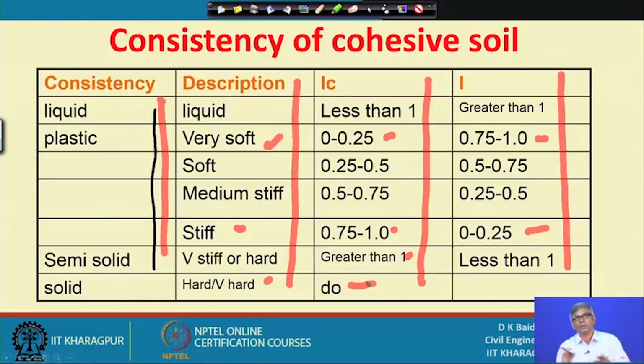That means, if I know the liquid limit, plastic limit and natural water content, of course the shrinkage limit does not come into the picture in this classification, then we can find out IC and IL. Based on that, I can classify the state of the soil, whether it is liquid, very soft soil, medium stiff soil, very stiff soil, or hard or very hard soil. So, based on this we can classify them.